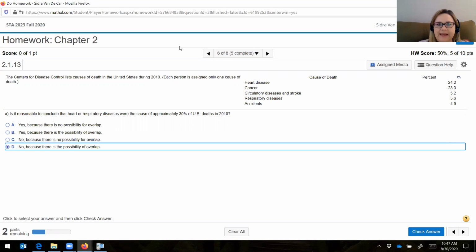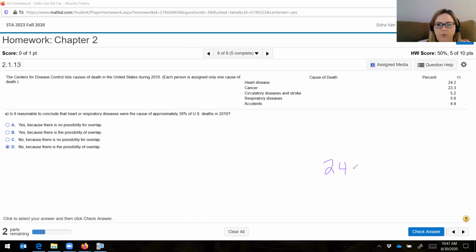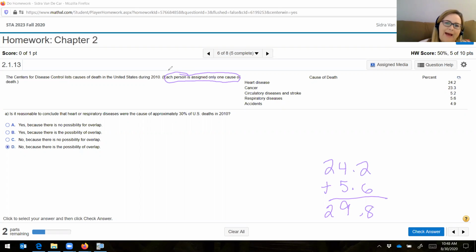So if I add together 24.2 plus 5.6, we get 29.8. That's almost 30%. So that seems like it's reasonable, doesn't it? But notice that it says each person is assigned only 1 cause of death. Is it possible that I might have both heart disease and a respiratory disease? Maybe I was in both categories and, you know, it's not mutually exclusive.